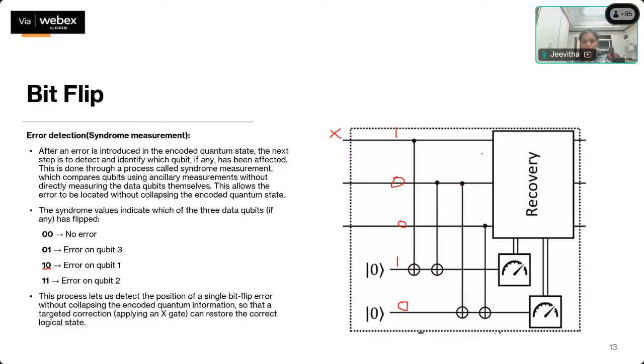Since we can't measure our logical qubit because it will collapse, we are just measuring the syndrome bits, and then identifying whether an error has occurred or not, and in case an error has occurred, in which particular qubit, based on this measurement. So this is using parity check. There is also another method which I'm going to explain in the further slides. I hope you could get this slide. Let me clear. Yeah, so that's how we do the syndrome measurement.